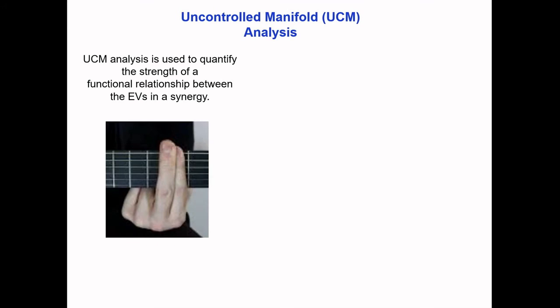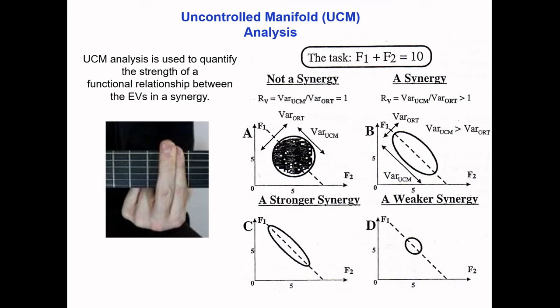We can use our guitar task to think about this. The task, again, is to create a combined force of 10 newtons with both fingers. Here we see 4 very different performances of the task. In each case, an oval, as we talked about on the previous slide, is used to show the shape of the cloud of data points that we observed when the task was performed.